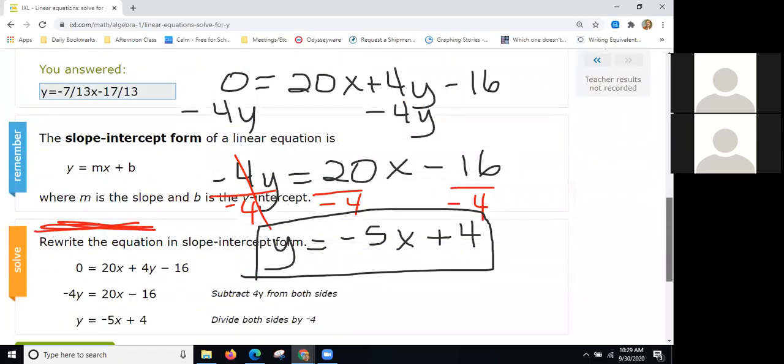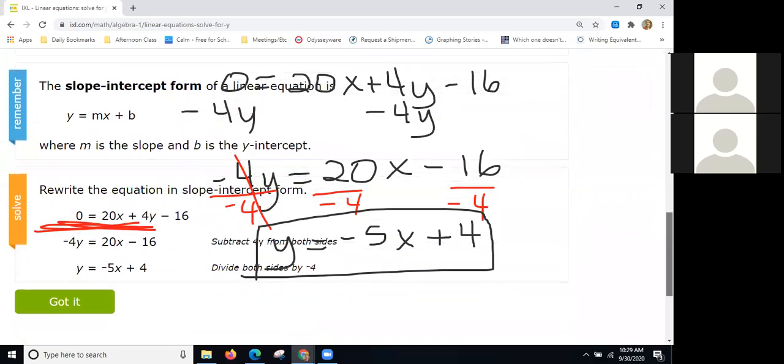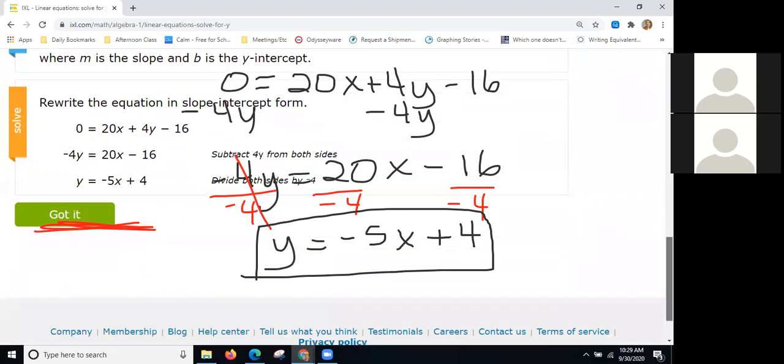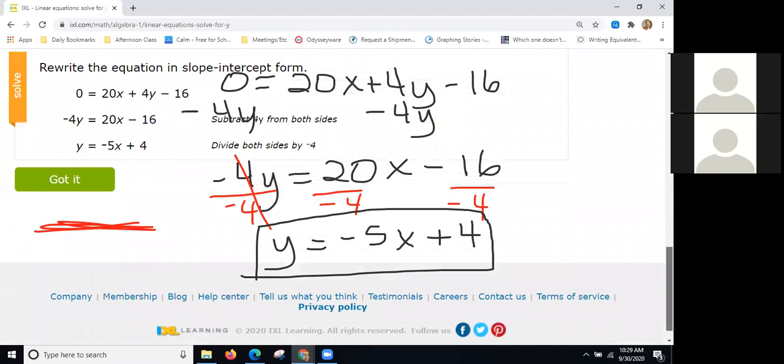So if we look down here, subtract the y's, divide everything by negative 4. And you'll see they did the same thing. That would just show what we did.